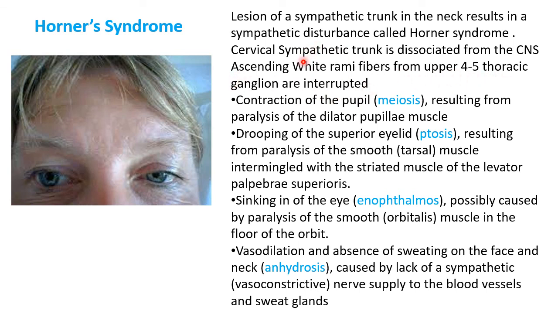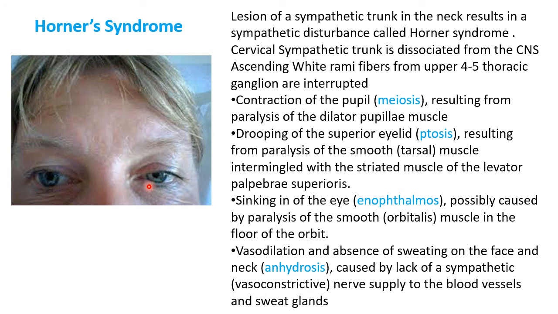are unable to reach the sympathetic trunk, as a result of which the structures which are supplied by this sympathetic trunk do not get the sympathetic outflow. So number one, we saw that the internal carotid nerve, via the internal carotid artery and then its branch, the ophthalmic artery, was sending fibers to the dilator pupillae of the iris. So now that it does not get any supply, this dilator pupillae is paralyzed, causing contraction of the pupil, which is known as miosis.